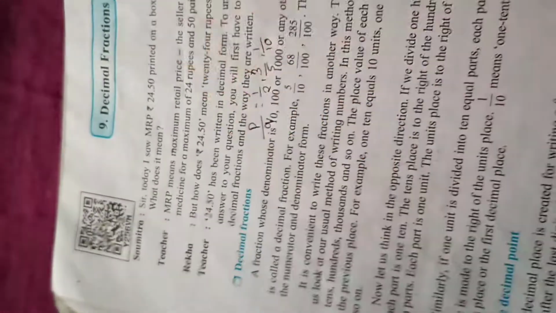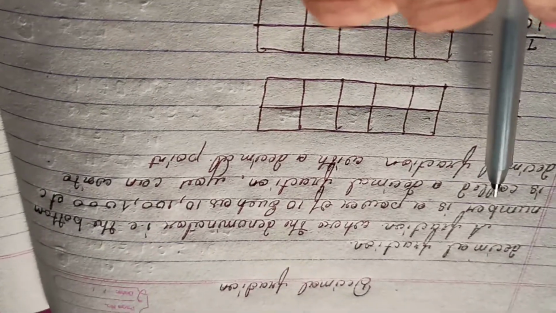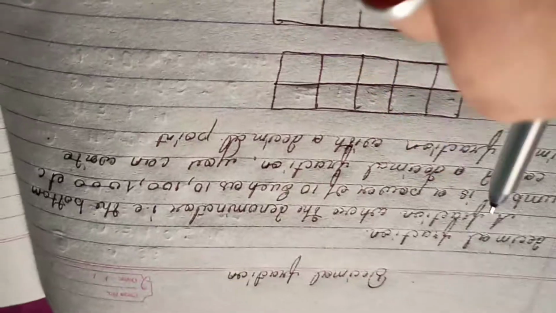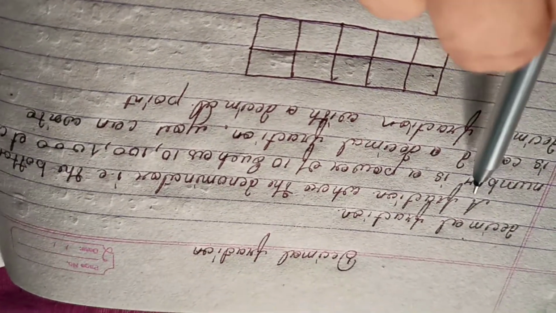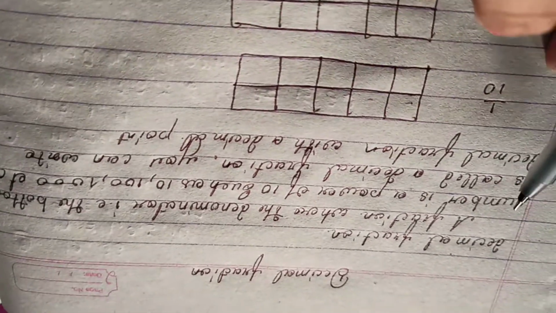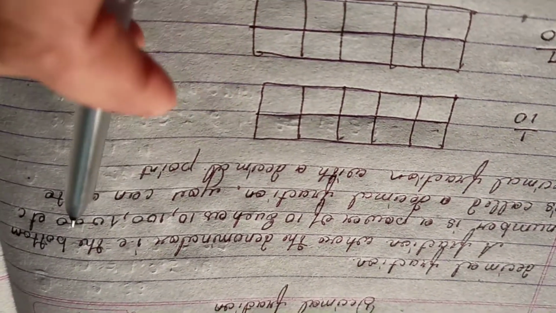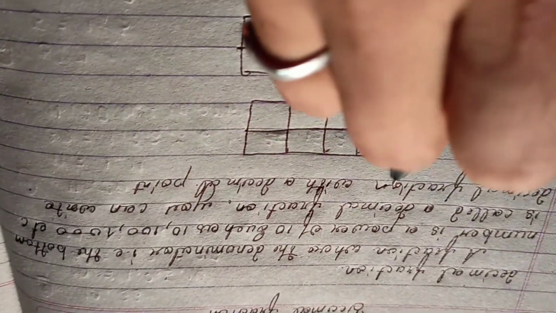Now what is meant by a decimal fraction? We're not going to read all of this; in short, I will explain what is meant by a decimal fraction. The definition: a fraction where the denominator, the bottom number, is a power of 10, such as 10, 100, 1000, etc., is called a decimal fraction.